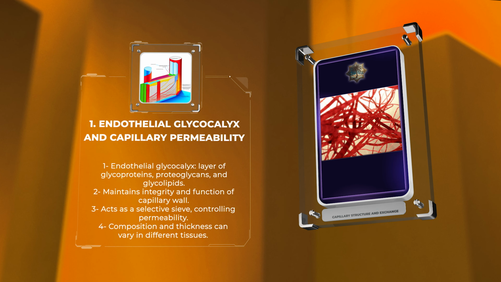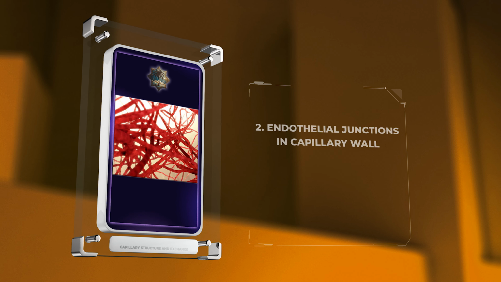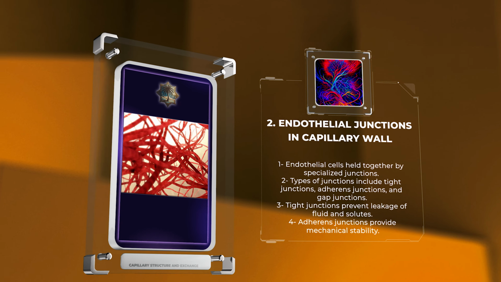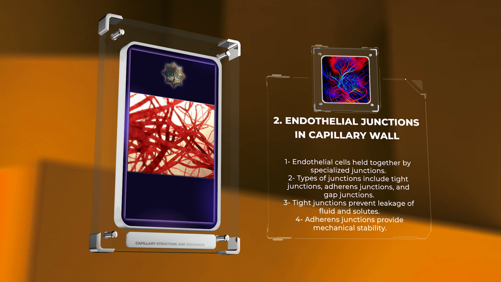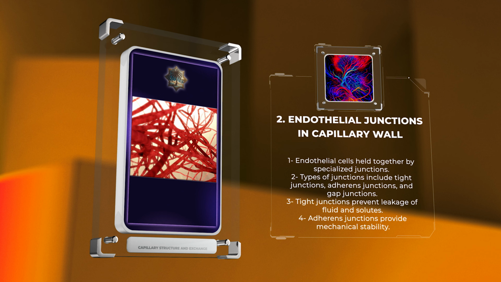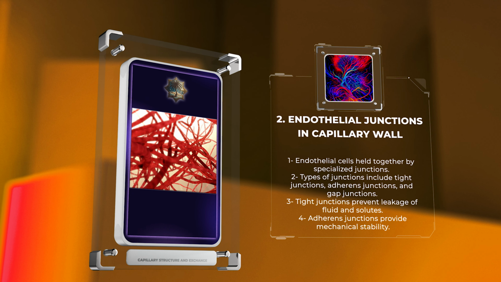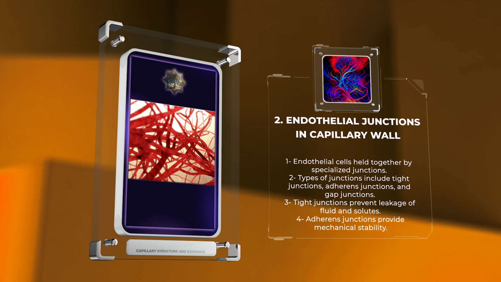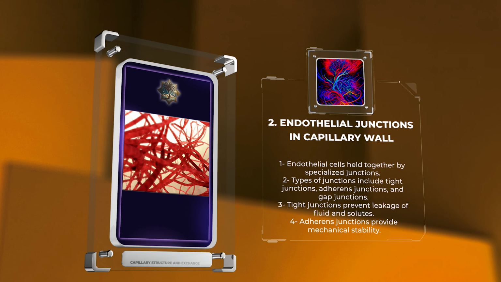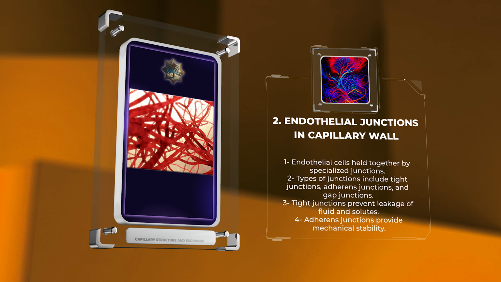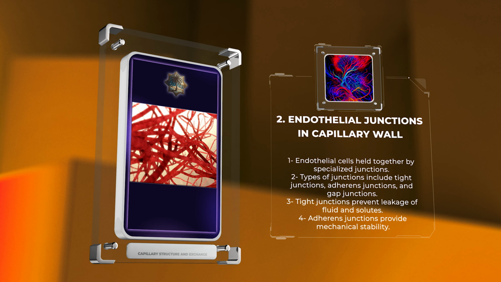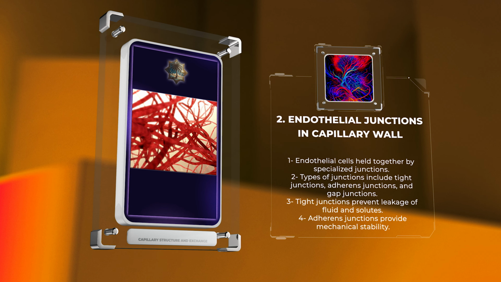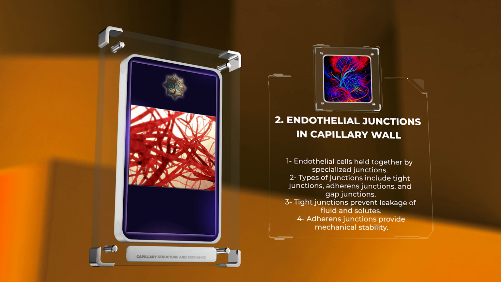The endothelial cells forming the capillary wall are held together by specialized junctions that regulate the movement of substances across the capillary barrier. The main types of endothelial junctions include tight junctions, adherens junctions, and gap junctions. Tight junctions create a seal between adjacent endothelial cells, preventing the leakage of fluid and solutes. Adherens junctions provide mechanical stability by connecting the cytoskeletons of adjacent cells. Gap junctions allow direct communication and exchange of small molecules between neighboring endothelial cells.